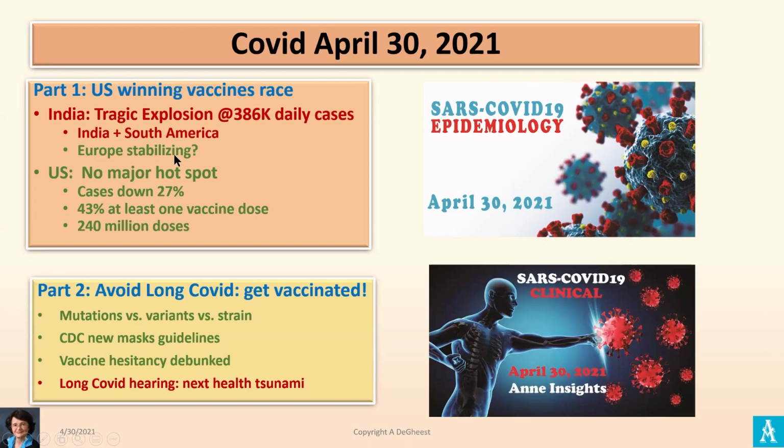In this video, I'm going to talk about how to avoid long COVID by getting vaccinated. I'm going to try to explain this alphabet soup of the mutations, the variants, and the strain. What do they mean? The new CDC mask guidelines, and then some of the debunking of the vaccine hesitancy. So please follow my video, use those arguments with other people. Your job is to help spread the word and then convince people around you to get vaccinated.